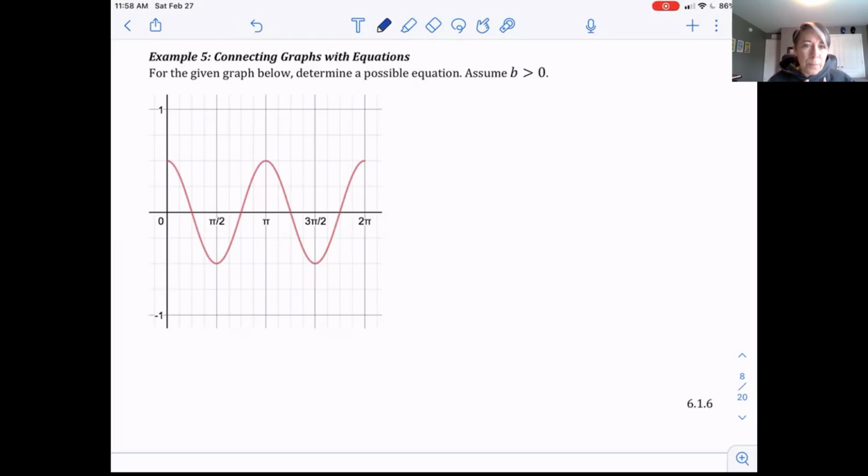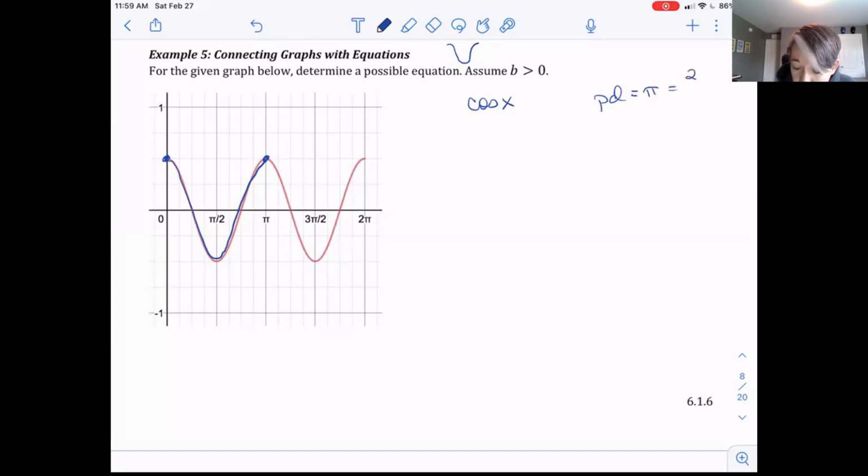For my money, because at 0, it's already here and it starts to repeat here, that first pattern that I see is already in kind of a cosine shape. So I would probably choose the cosine function. Okay, so I would start with cosine x, and then I would focus only on this first period from 0 to pi. So if we have a period of pi, and remember period is 2 pi divided by b, we need to figure out what that b is.